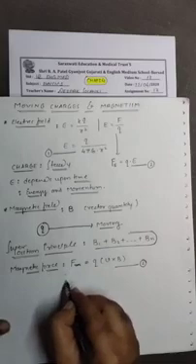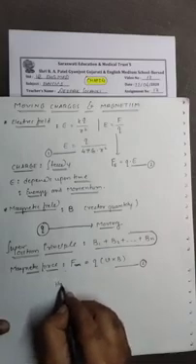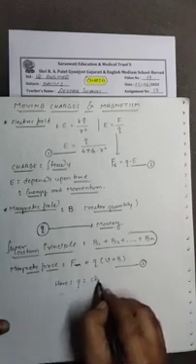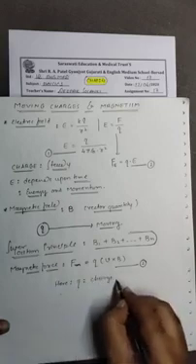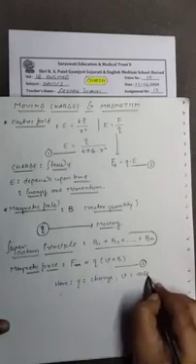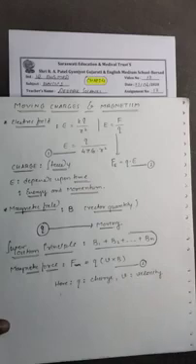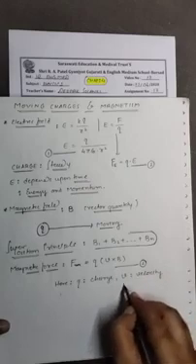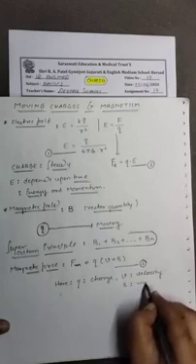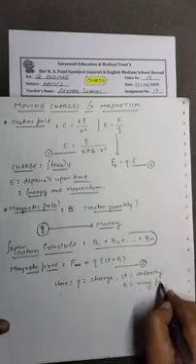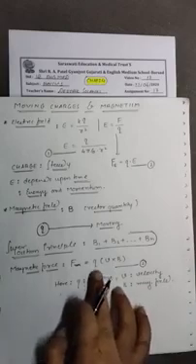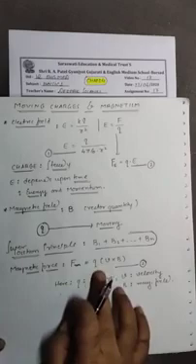What is Q? Q is nothing but a charge. What is V? V is nothing but the velocity of that moving charge. And B, what is B? B is nothing but magnetic field. Okay, this equation we have taken from the reference book.